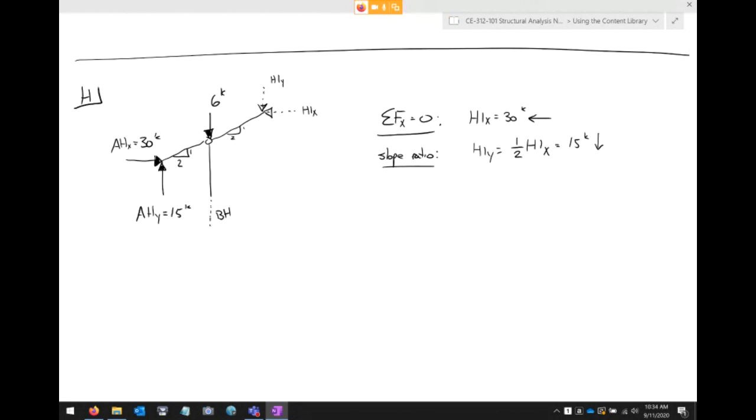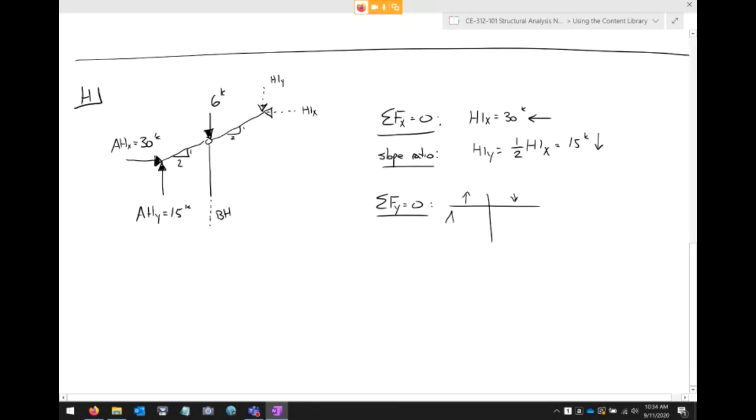Now we've got the BH. And so to solve for BH, we're going to do sum of forces in the Y direction. Now, let's be clear. I have no problem whatsoever if you all want to draw yourself out a little table and say, okay, there's a lot going on here. I kind of need to write out what's going up and what's going down. There's nothing wrong with that at all.